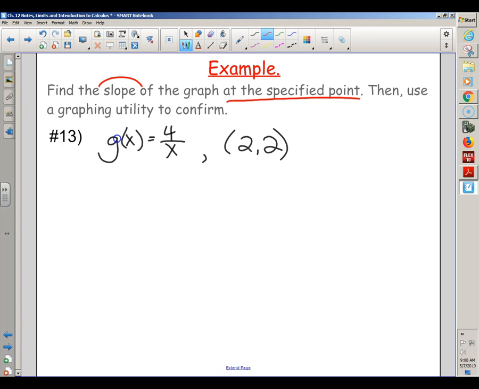Okay, so how are we supposed to find the slope of the graph at the specified point? Well, let's start with how do we find all the slopes? Let's start general, and then move specific. So guys, how do we find all the slopes of a graph? Didn't you just write down a box? What did it say to do?